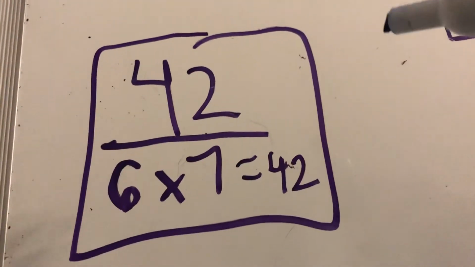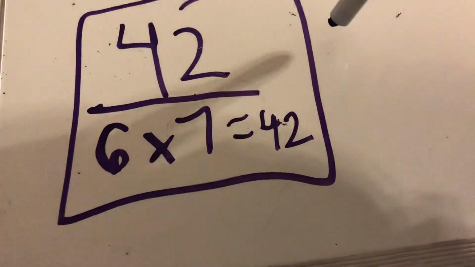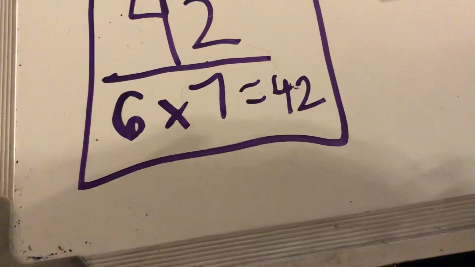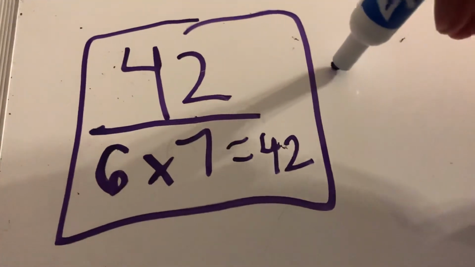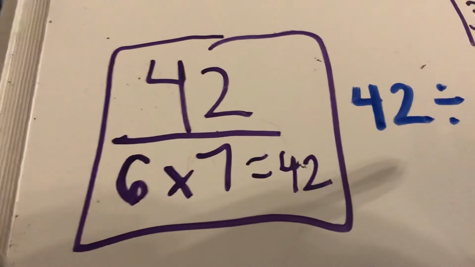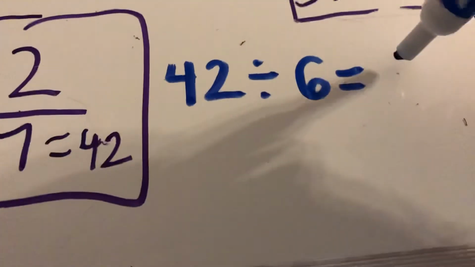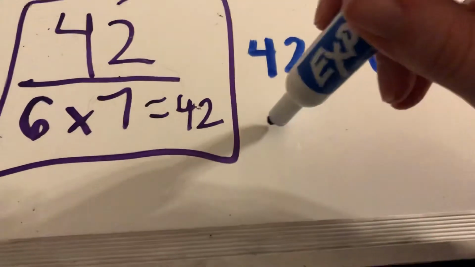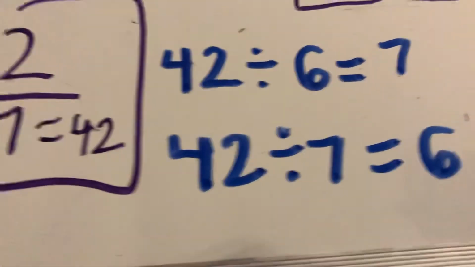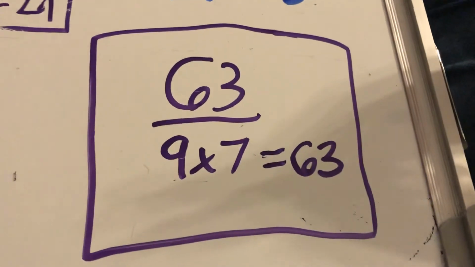So let's do the same for 42. So we have 42 as our product in our multiplication equation. So in our division equation, 42 split into how many groups? We could say 6 groups gives us 7. Or you could have said 42 split into 7 groups gives us 6. All right, your turn. Do this with 63.